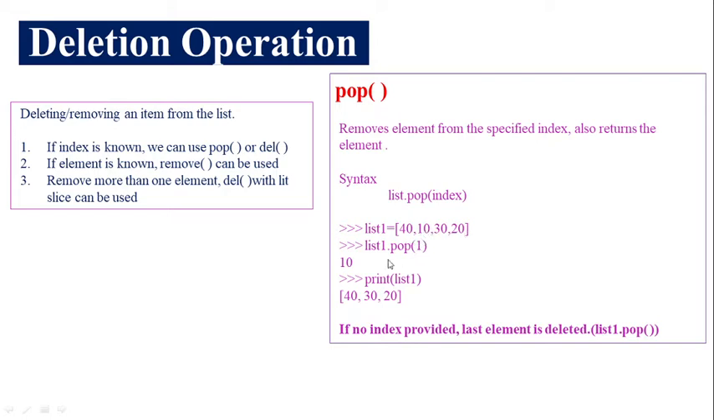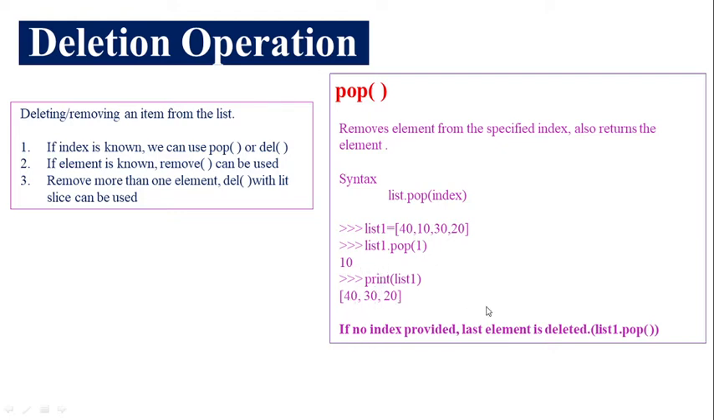So at index 1 we have 10, and 10 will be returned, that's why it prints 10. Then print list 1, it prints only 40, 30 and 20. 10 is already removed, so 10 will not be there in the list anymore. So 40, 30, 20.